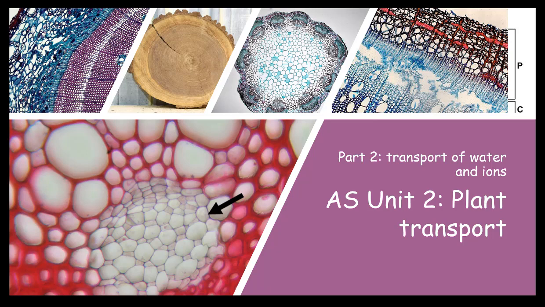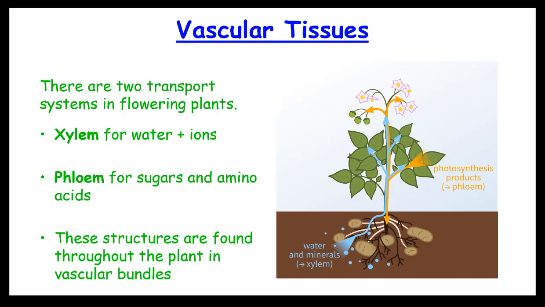Hello again. So the next part of this booklet, Plant Transport, is all about the transport of water and ions. In the first part we looked at the vascular tissues and we said that there was the xylem for transporting water and ions and the phloem which transports sugar and amino acids. Both were found in vascular bundles throughout the plant.